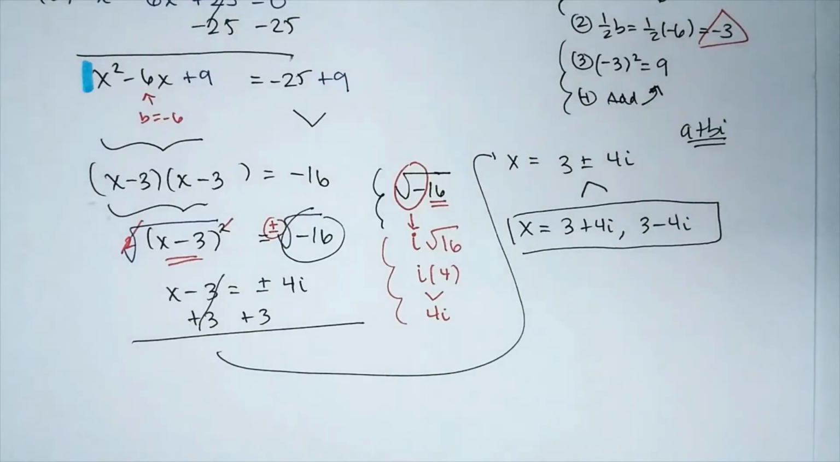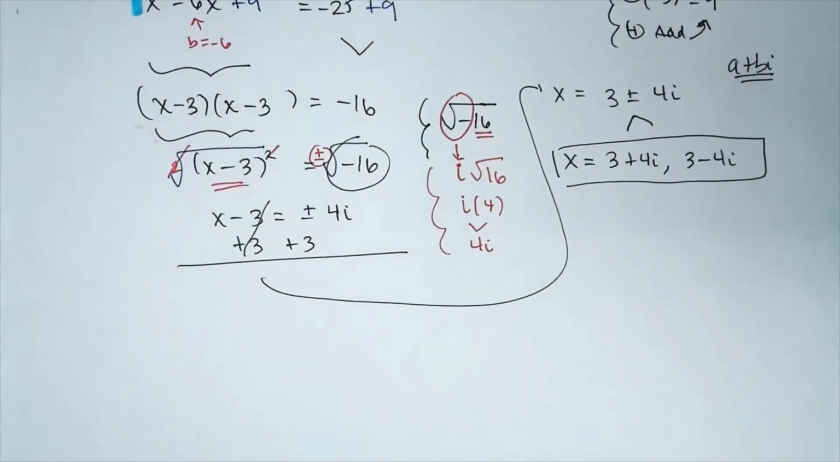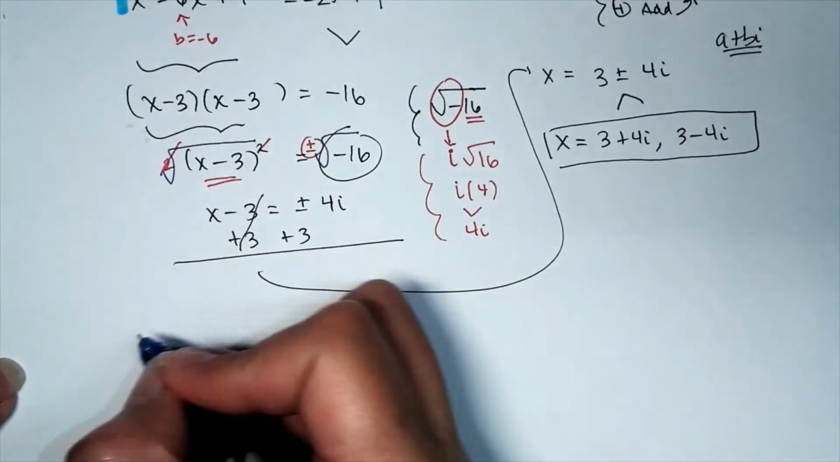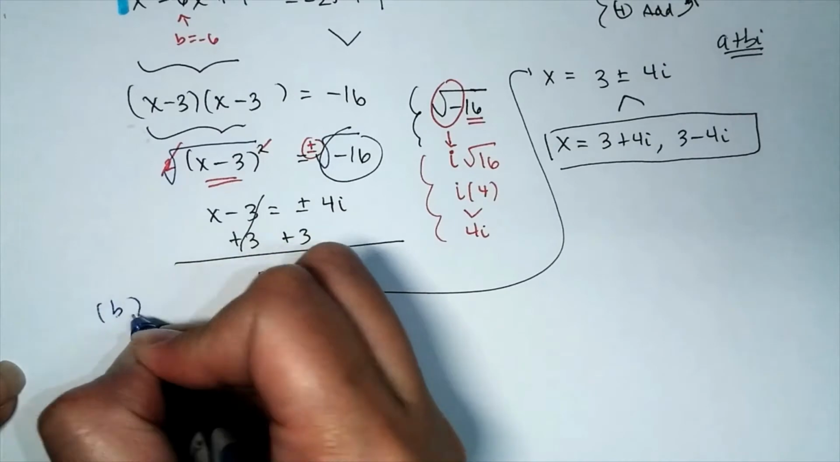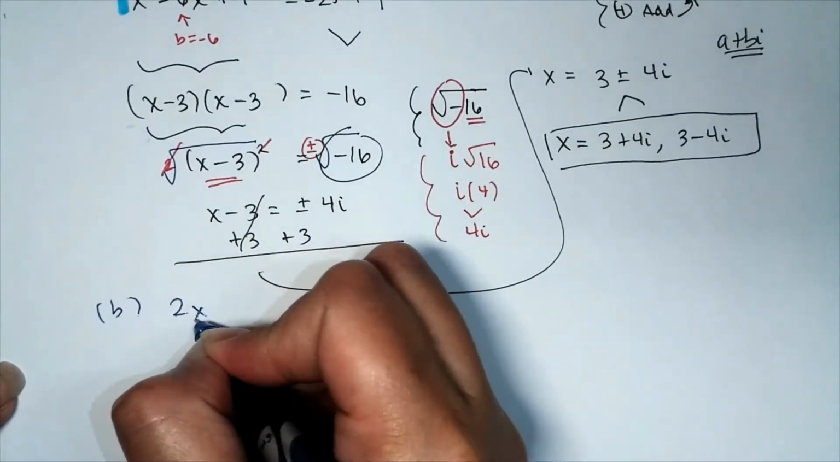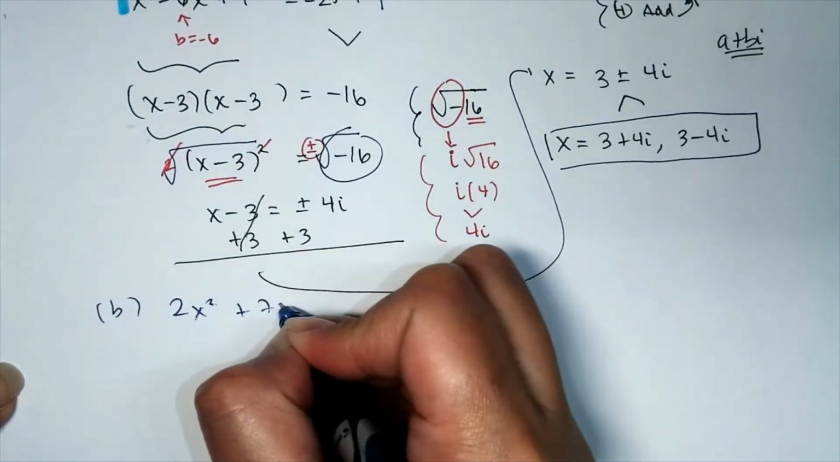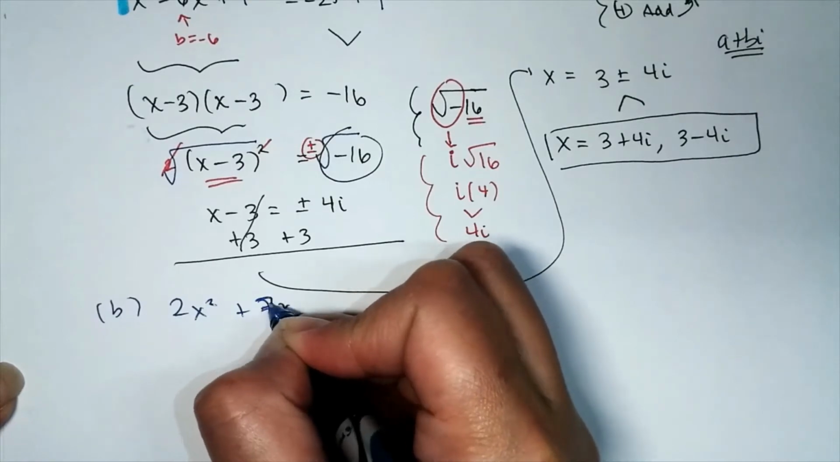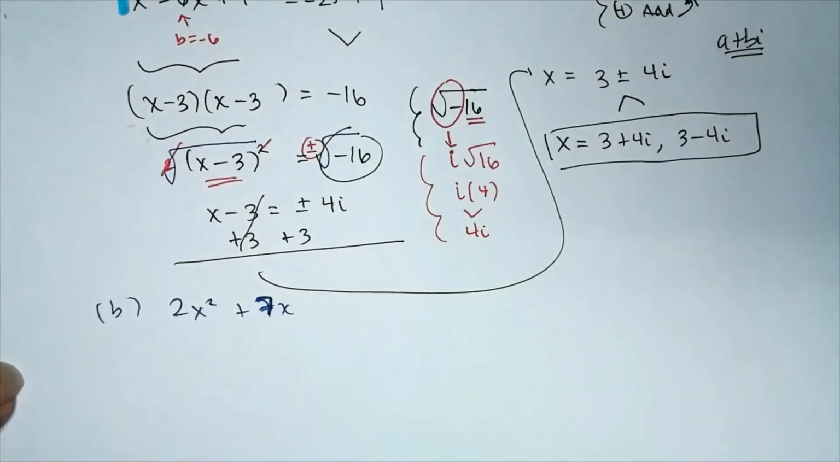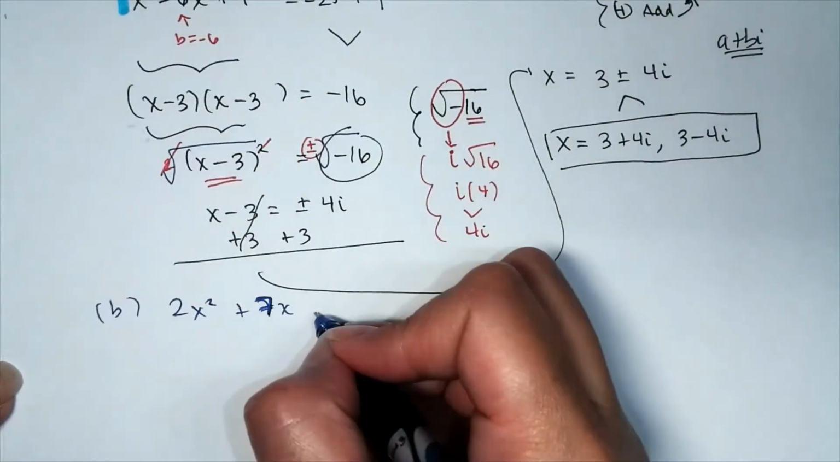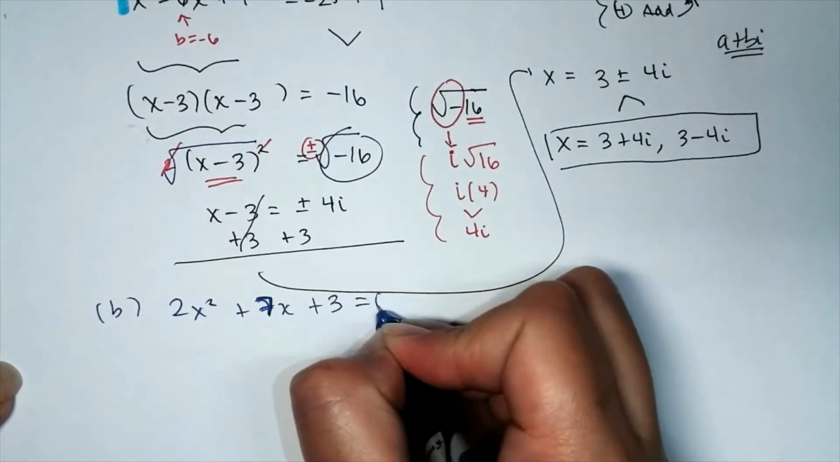Cool. So we had said that we were going to do a total of 3 problems. This was the second one. We have one more and then we're good to go. Cool. All right. So let me go ahead and look at my notes. Problem B. So the problem reads 2x squared plus 7x plus 3 is equal to 0.